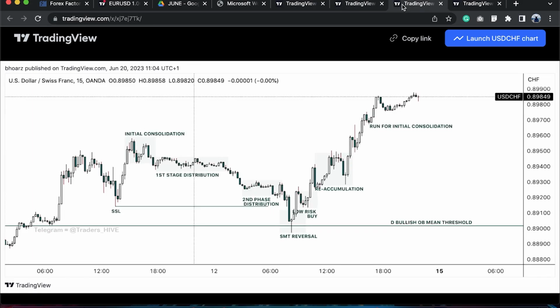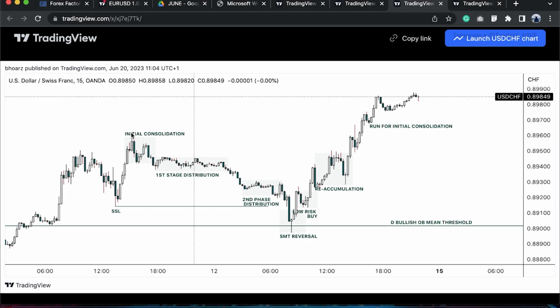What you can see here is a live example of what the bullish market maker model looks like. This is a chart of US dollar Swiss franc from the 12th of last month. Now what you can see here is the daily divider, so this is 10 p.m. GMT, or 5 p.m. Eastern Standard Time.